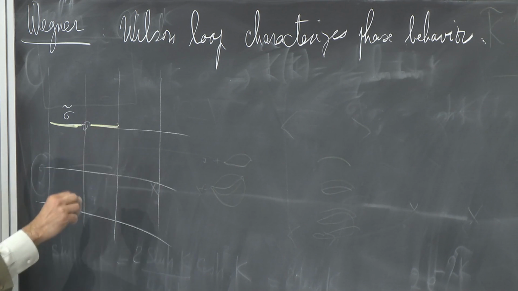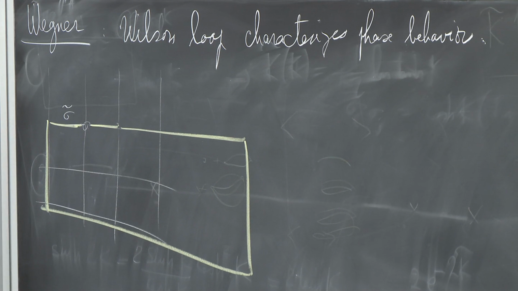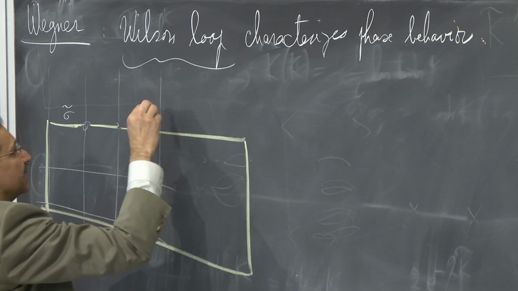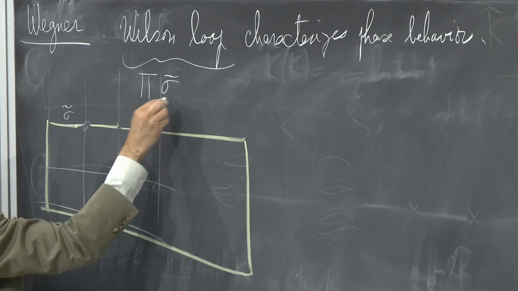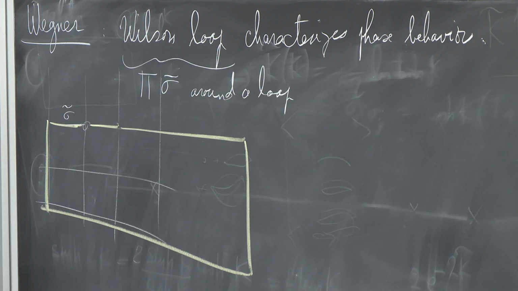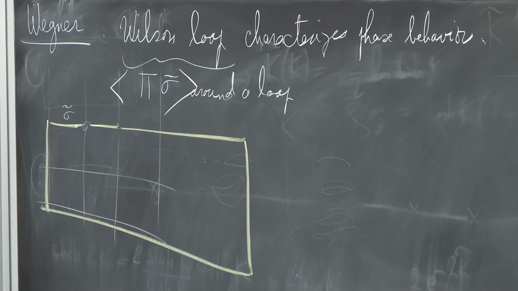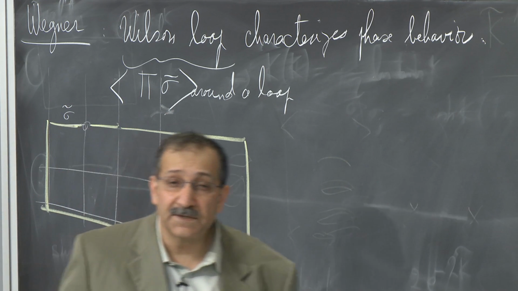But then I have the problem here. So what I do is I make a long loop. I look at the expectation value. So this Wilson loop is the product of sigma tilde around a loop. And what I can do is I can look at the average of that quantity. The average of that quantity is something that is clearly invariant to this kind of gauge transformation. So the signatures of a potential phase transition could potentially be revealed by looking at something like this.